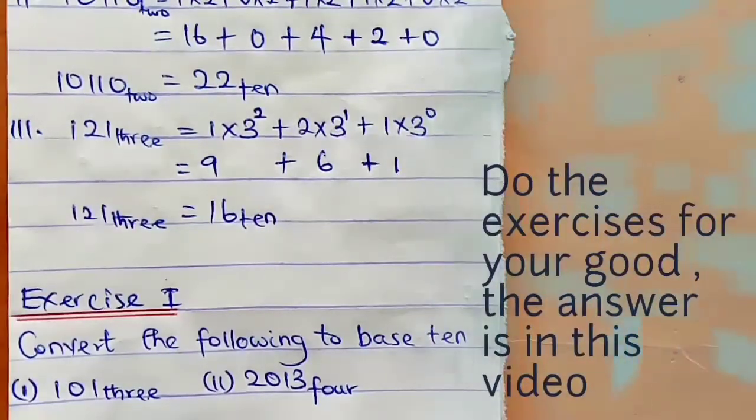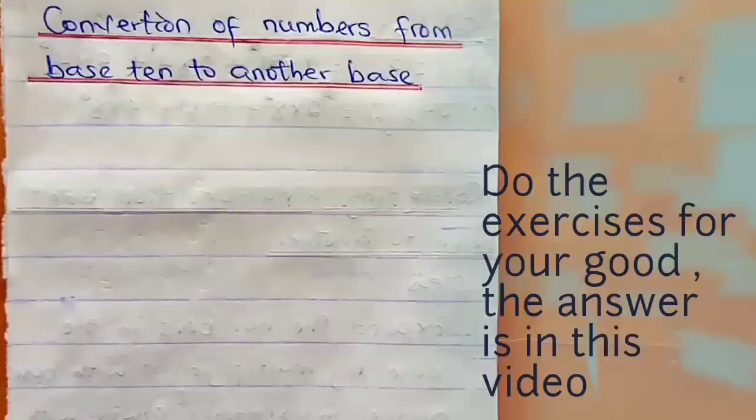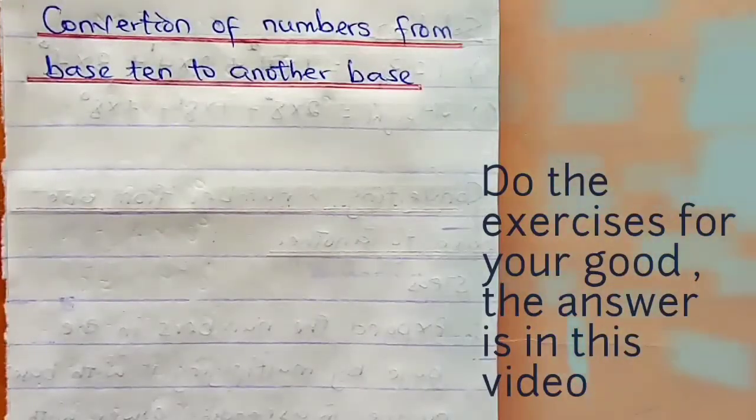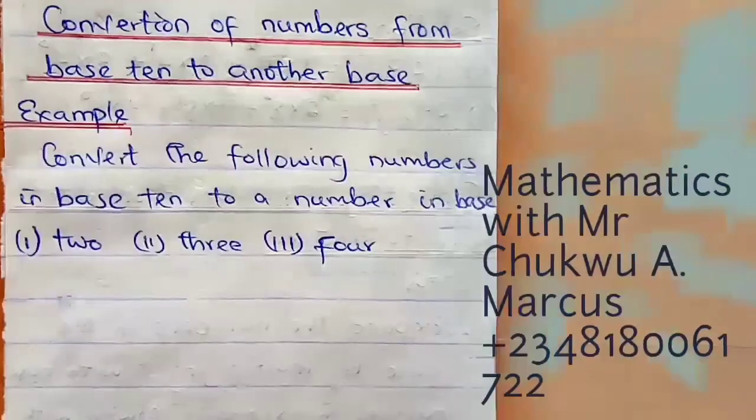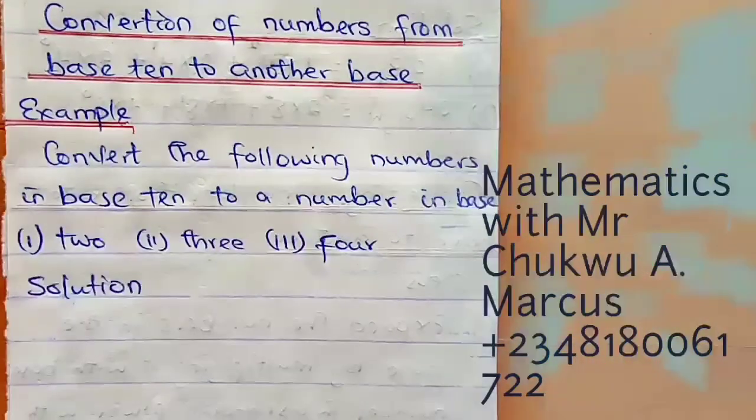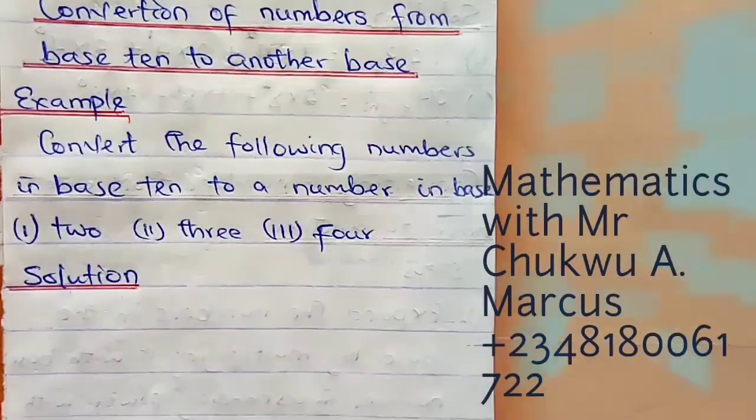Let's go for conversion of a number from base 10 to another base. To do this, what we do is to divide the number by the required base number repeatedly and write the remainder along until there is no remainder. Okay, let's start with an example. Convert the following numbers in base 10 to a number in base 2, base 3, and base 4.